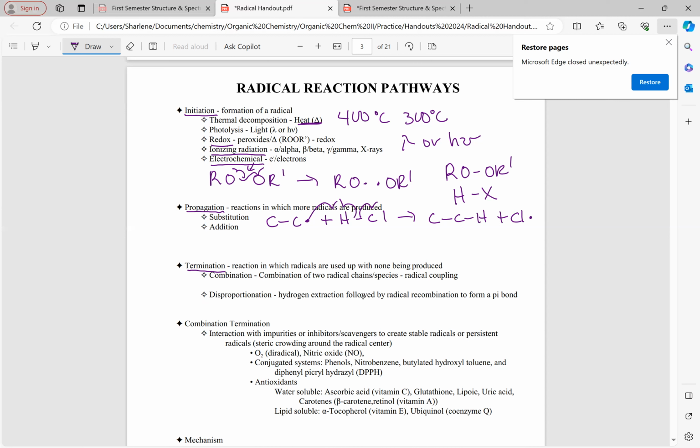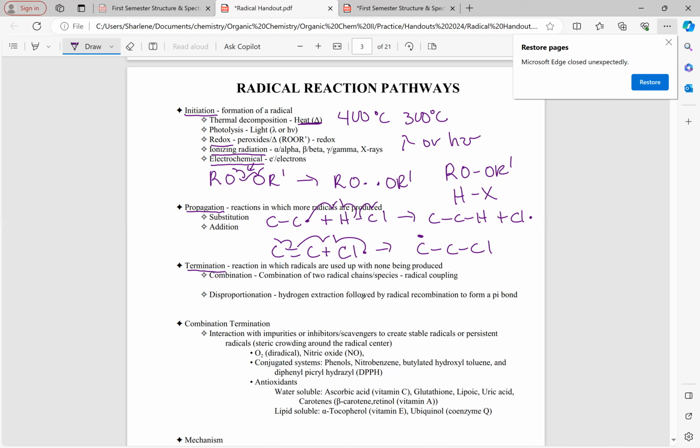Another one, addition, just as you're expecting, is going to have to use a pi bond. So let's say this chlorine comes along and it's next to a pi bond. The key is I still have a radical. Propagation steps do not get rid of the radicals. They can just transfer them between species in two basic ways. They can either substitute, or they can break pi bonds and do addition. So there's propagation.